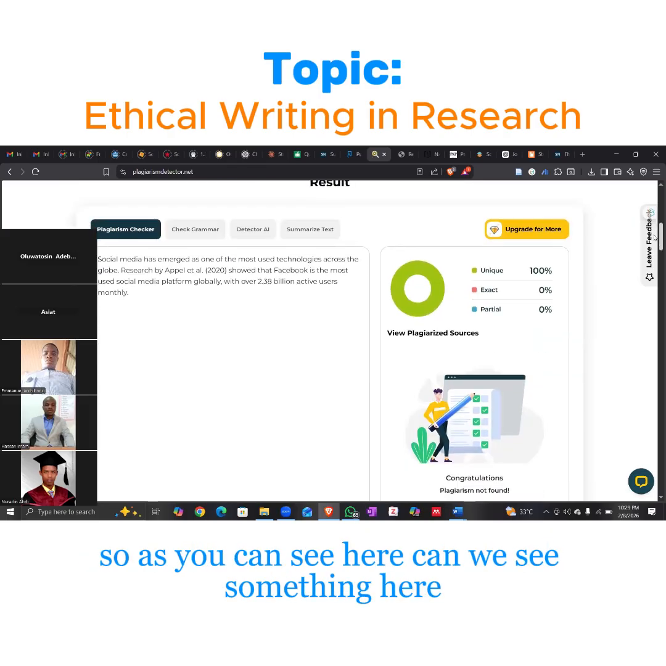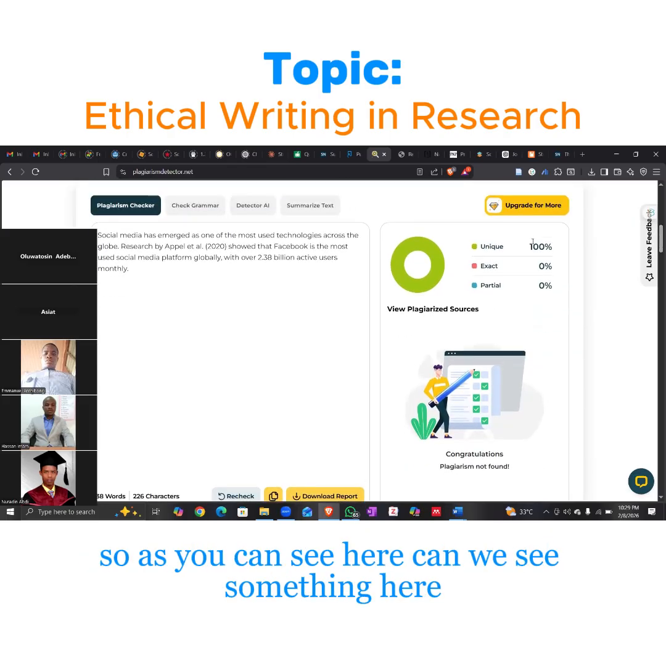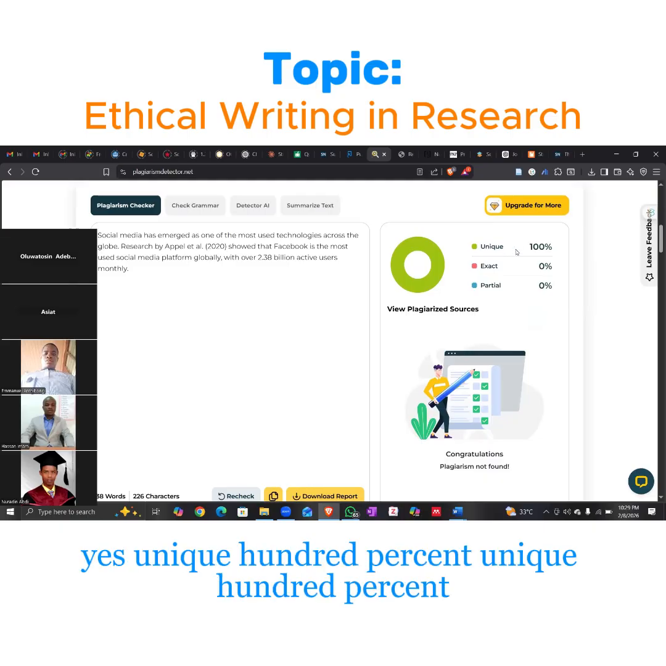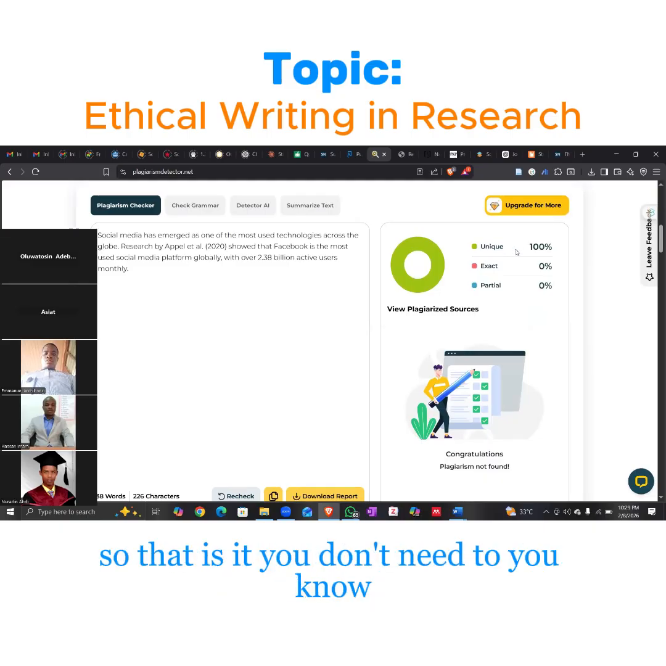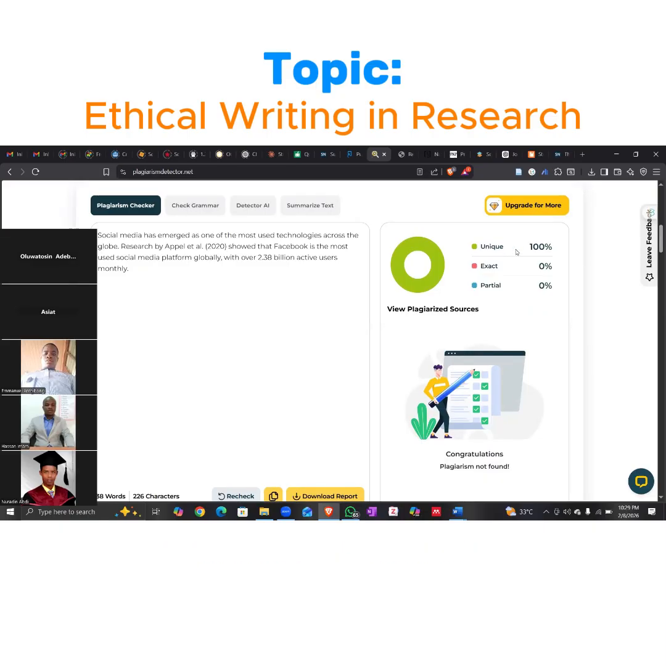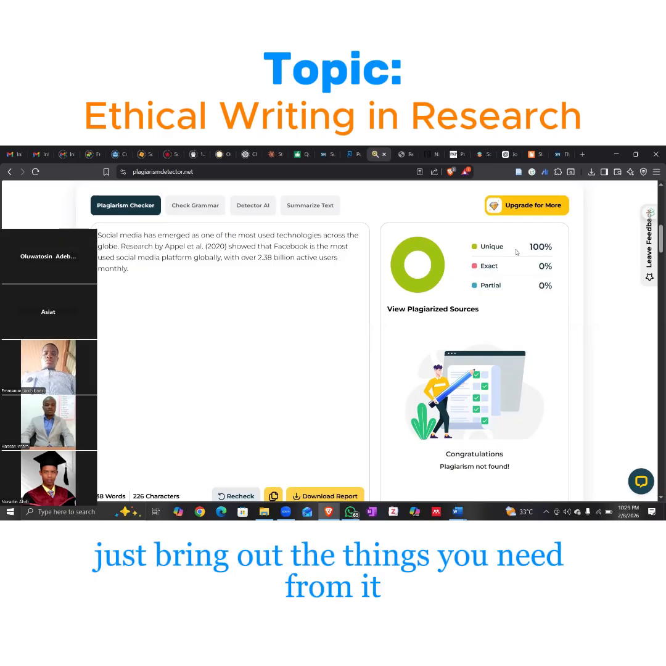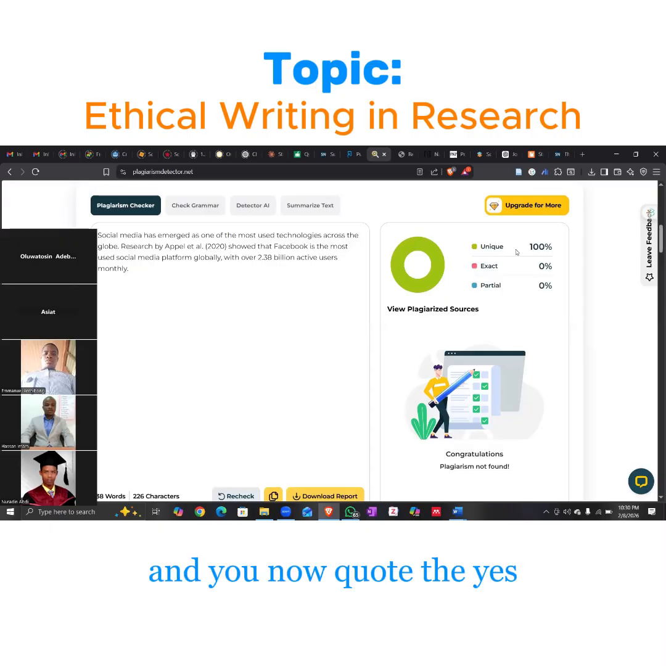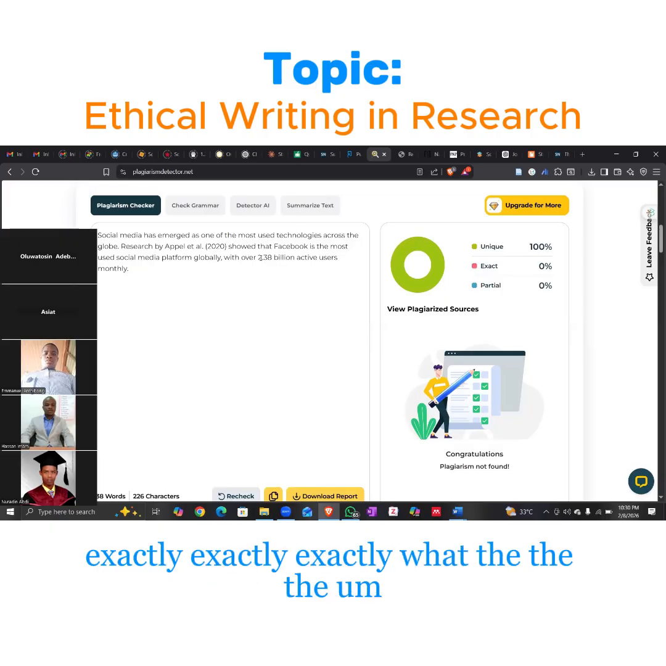So as you can see here, can we see something here? Yes, sir. 100% unique. So that is it. You read the paper, just bring out the things you need from it. No need of copying. I'm doing this manually. And you now quote the recent researcher.